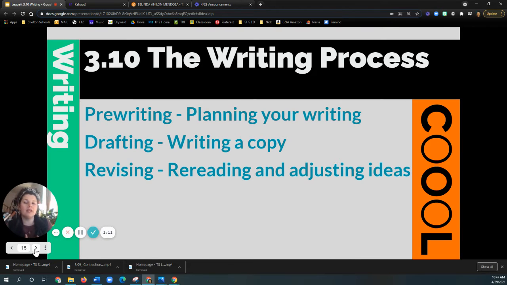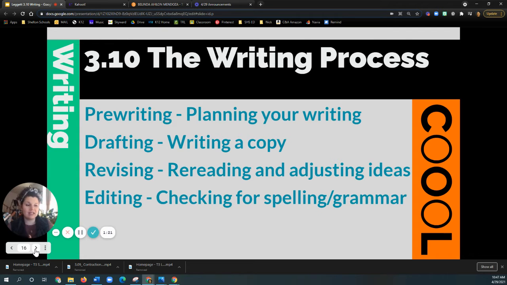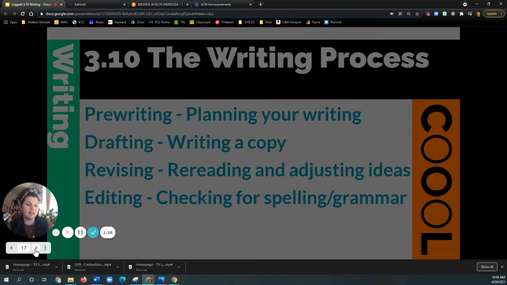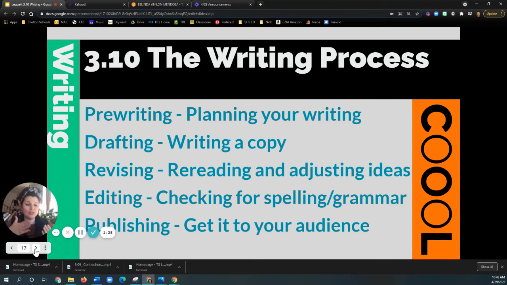After you've written a copy, you revise it. So that means you reread it. Maybe you take out sentences, you put other sentences in, maybe you swap the order. And then as a last check, you check for spelling and grammar. When we get into publishing, that's when you turn it in. That's when you give it to your audience. Oftentimes in school, that just means that you give it to your teacher.